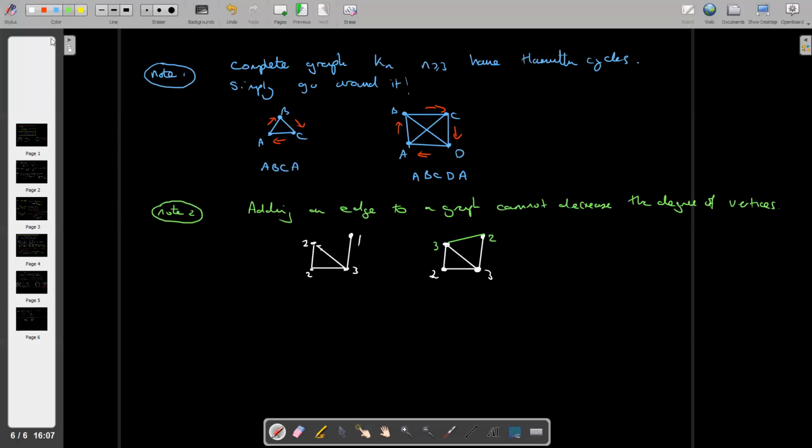More importantly, in terms of what we're getting towards, if for a graph the degree of u plus the degree of v is greater than or equal to n, and that's true for some graph, then adding edges is still going to keep it true, because the degree of u is not going to decrease, the degree of v is not going to decrease, and n is going to stay fixed. So if it was true before, it's still true after we add edges. Okay, so that's note 2.